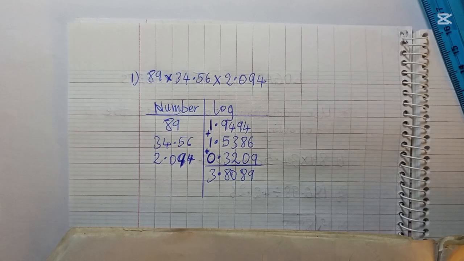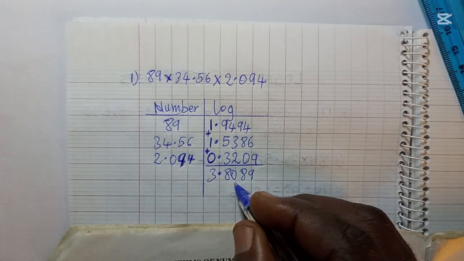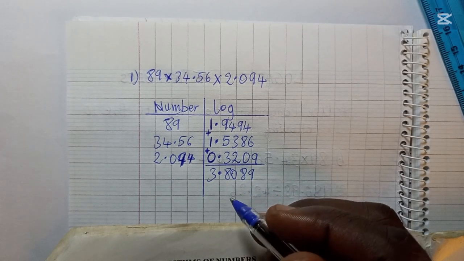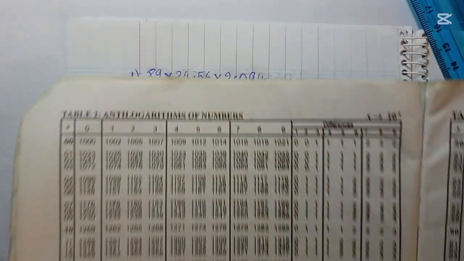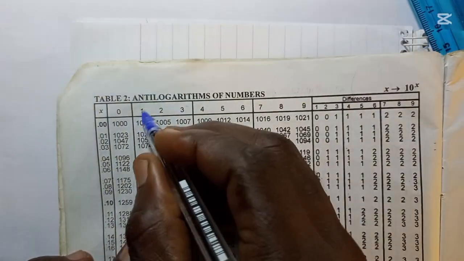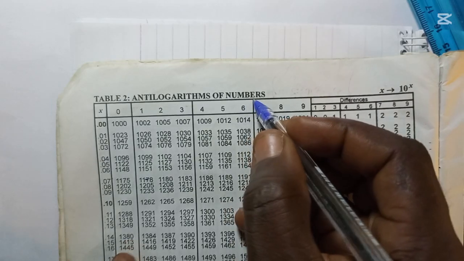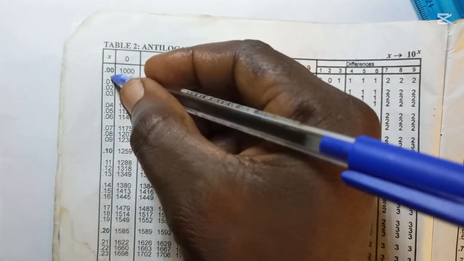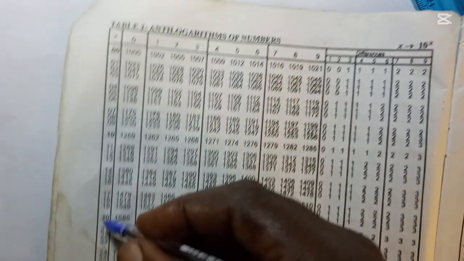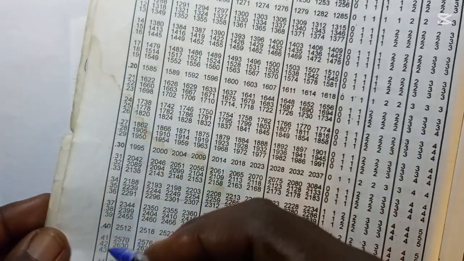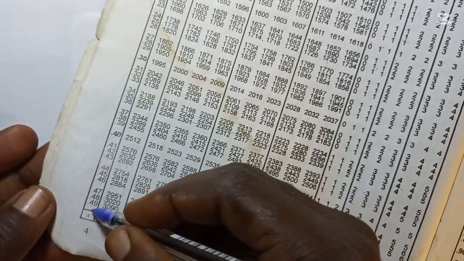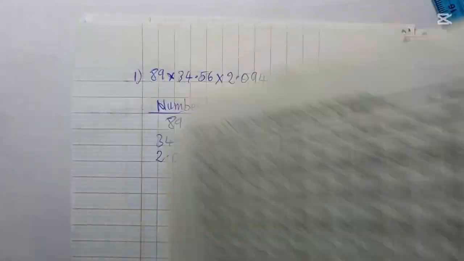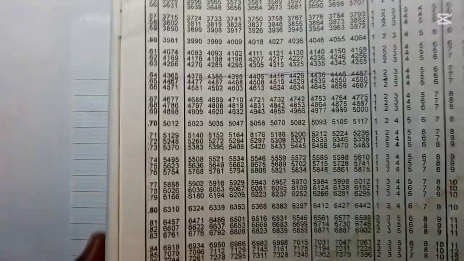Now to do that, we'll look for 80 under 8 difference 9. This is the antilog of numbers, anti-logarithm of numbers. 80 under 8 is not here, so move to the next page.